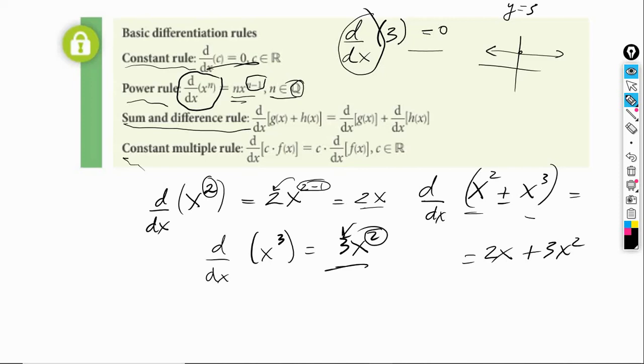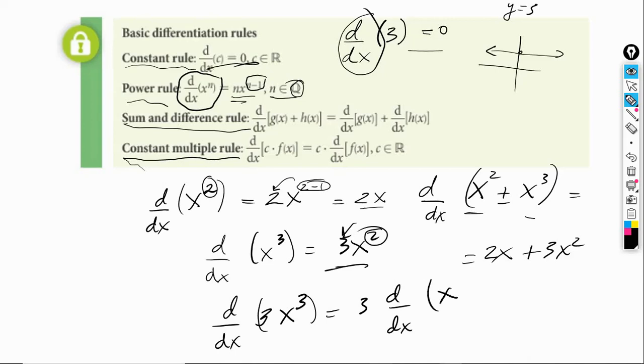Then finally you have something called the constant multiple rule. Translating that into an example, what it says is that if you have something like, say, 3 times x cubed, then if you want to find the derivative of this expression, it would be the same as taking out the constant, so 3 times the derivative of the x cubed.